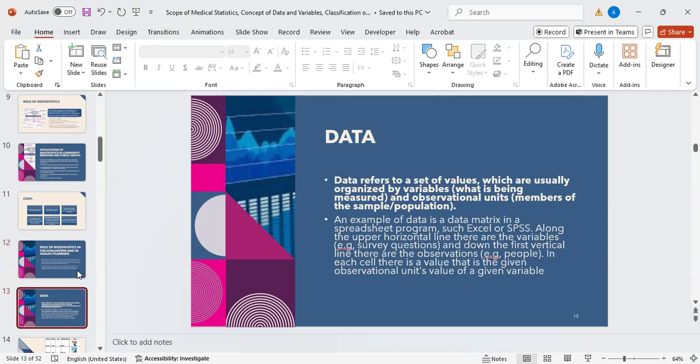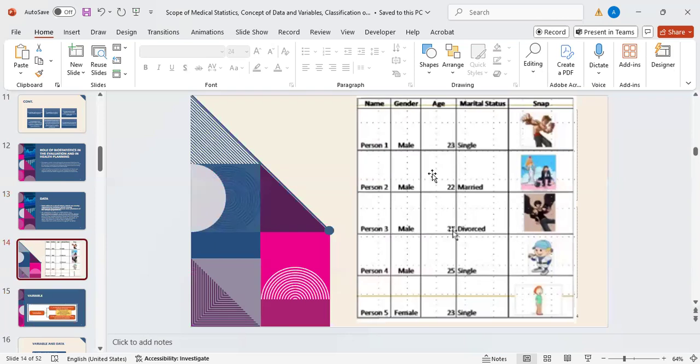Data. Data refers to the set of values which are usually organized by variables, what is being measured, and observational units, members of the sample and population. An example of data is a data matrix in a spreadsheet program such as Excel or SPSS. Along the upper horizontal line, there are variables, for example, survey questions, and down the first vertical line, there are observations, for example, people. Each cell gives the value of a given variable in the observational unit. For example, in this sheet, in the upper horizontal line, these are variables, and in the lower columns, there is the data in those boxes.